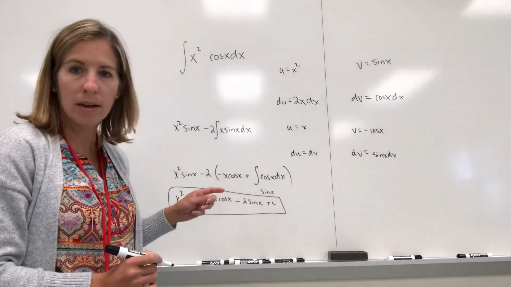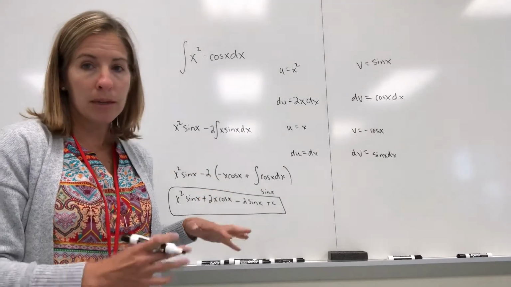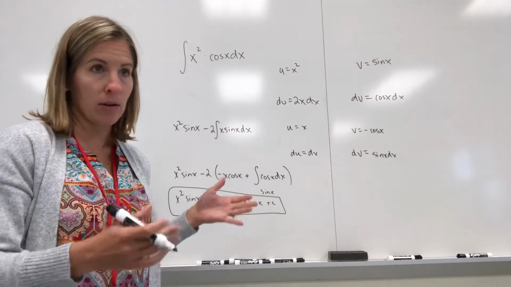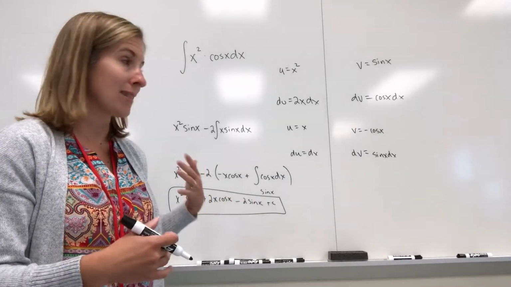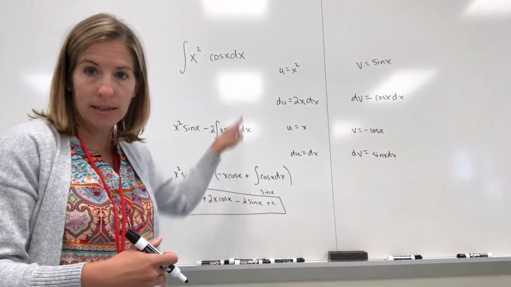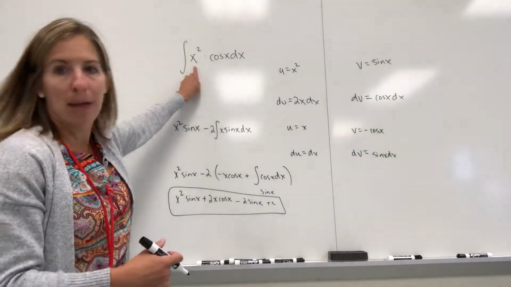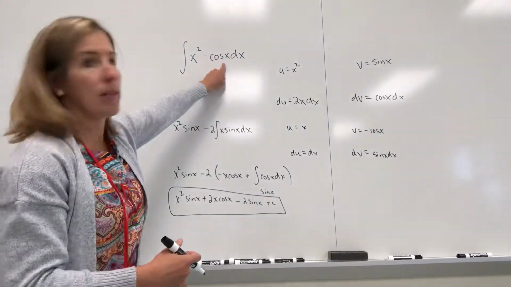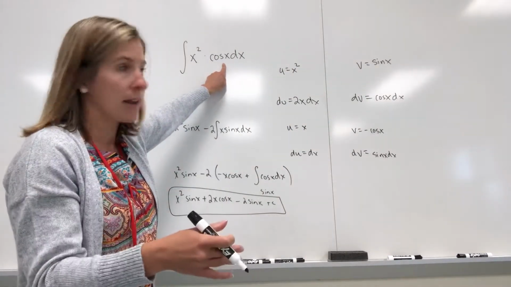There's a shortcut though. It's called tabular integration, and some kids last year used tabular all the time. But in general, this shortcut is useful when this is going to take 2 steps. So that often happens when this is a power higher than 1, and this is either sine or cosine or something with e to the x.